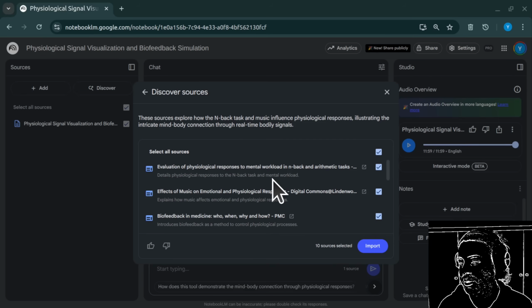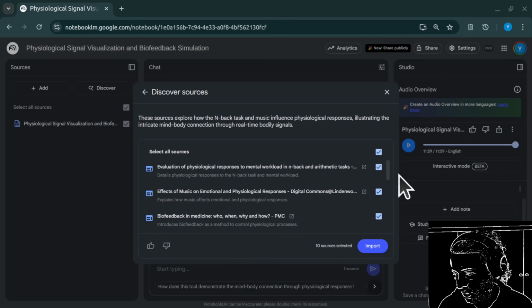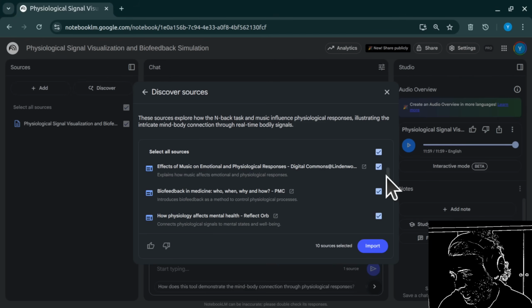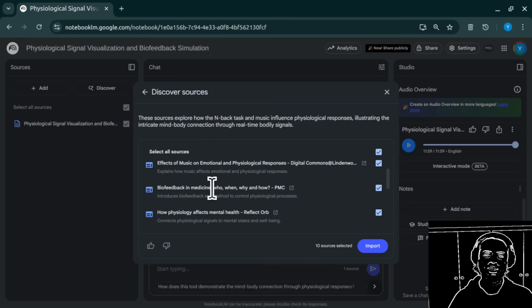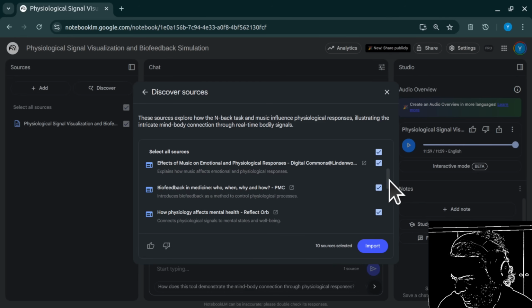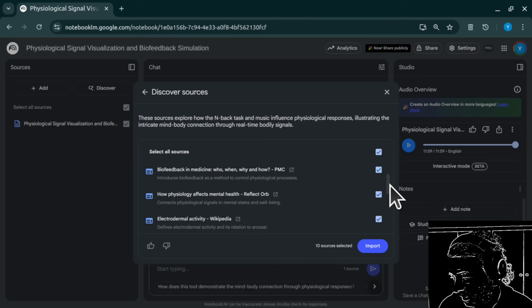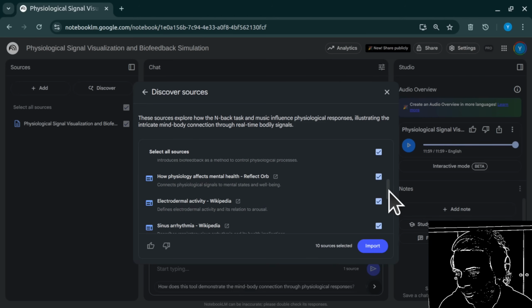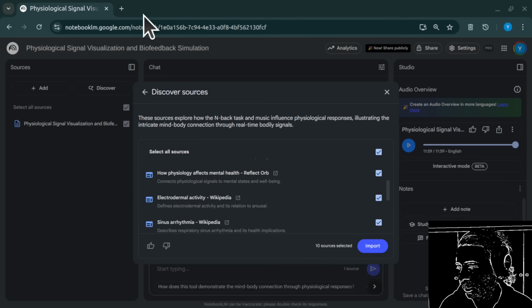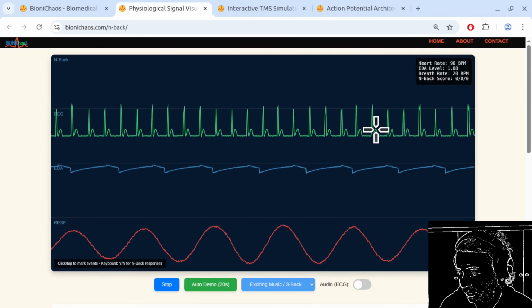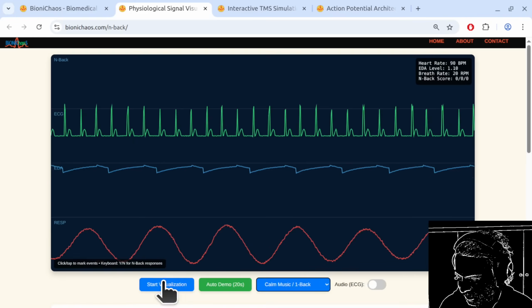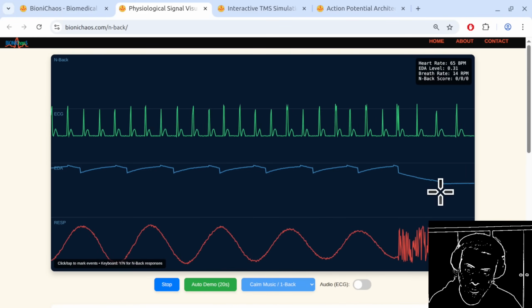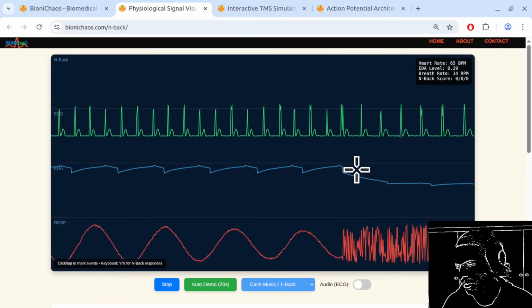It's essentially measuring mental workload, music effects on psychological responses, biofeedback in medicine: who, when, why, and how. Such a bad title. It's a paper. How physiology affects mental health. Electrodermal activity, that's that measurement. It's that blue line there, which we are simulating in this case. So essentially, if the task becomes easier, then the electrodermal activity of the skin reduces.